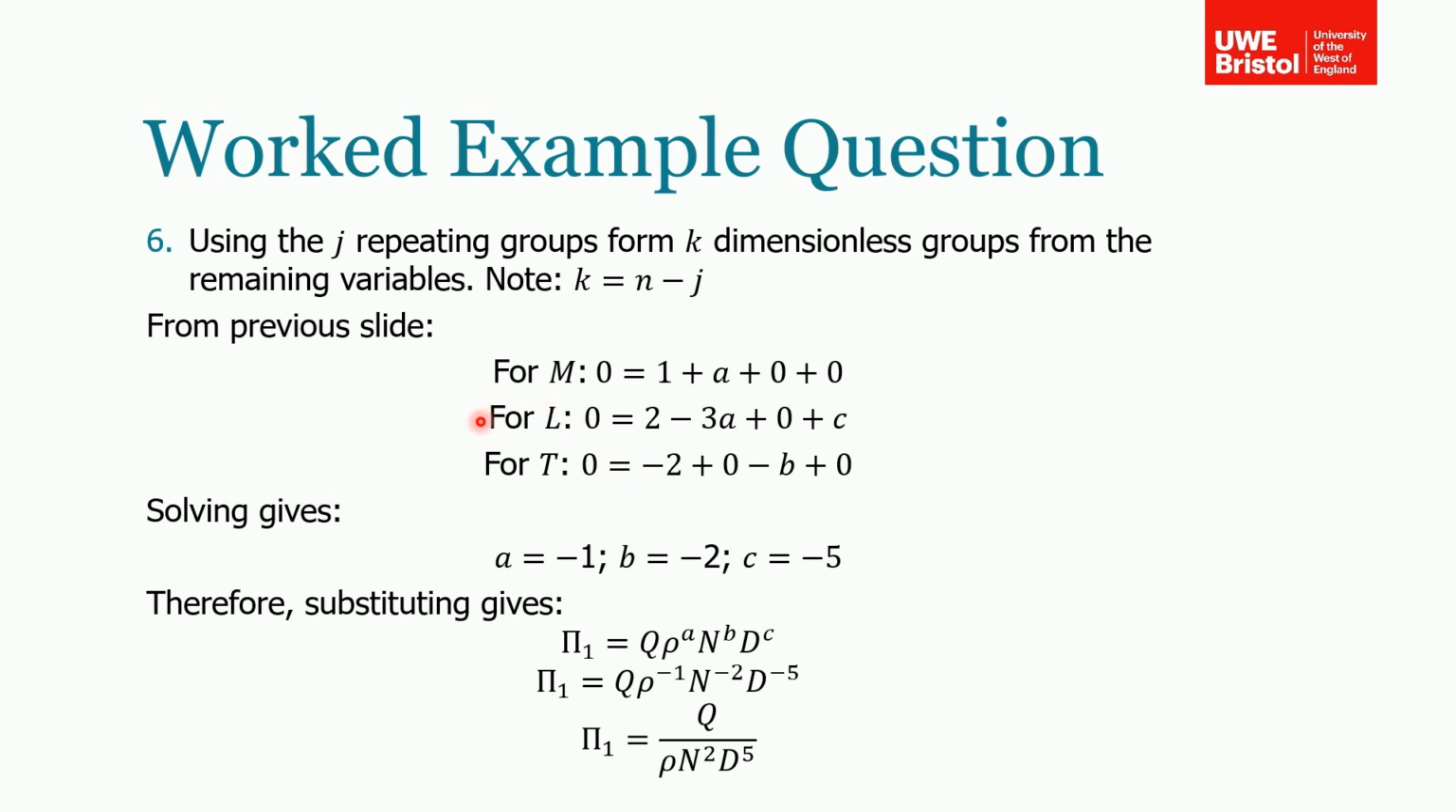We can solve for that, and you'll find that A is minus 1, B is minus 2, and C is minus 5. If we substitute A, B, and C back into our original relationship, we find that our first Pi group is equal to Q over density, over rotational speed squared, over diameter to the power of 5. So that's our first dimensionless group.